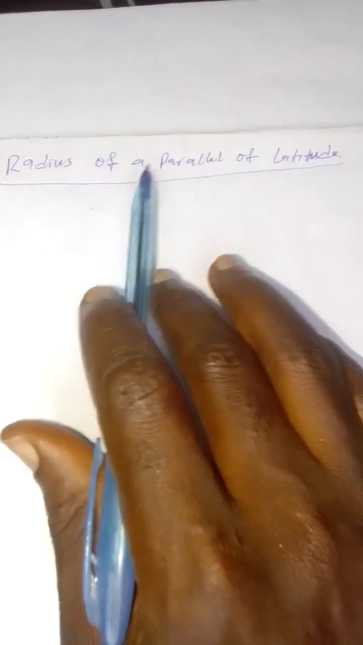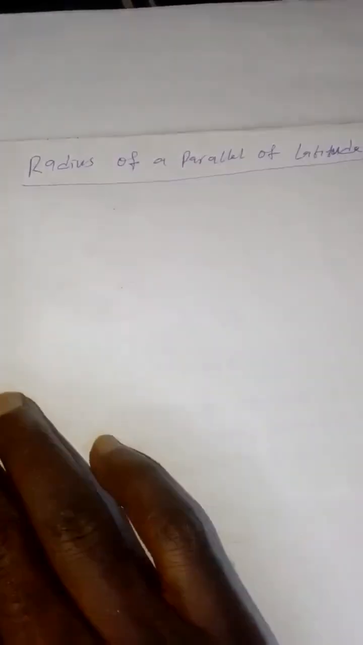Radius of a parallel of latitude. Here, I want to talk about the relationship between the radius of a parallel of latitude, which is the small r, and the radius of the Earth, which is the capital R.